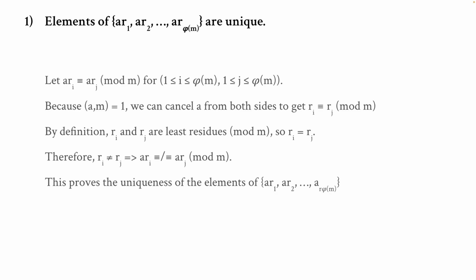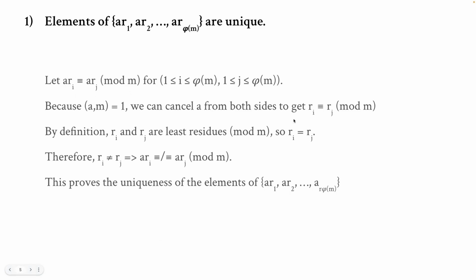So, starting with the proof of uniqueness, we'll let ar_i be congruent to some ar_j mod m for indices i and j between 1 and φ(m). And we'll note that there's no condition that requires these two indices to be different. Because a and m are coprime, we can cancel a to get r_i congruent to r_j. And by definition, since r_i and r_j are least residues mod m, we know r_i is equal to r_j. Then we take the contrapositive and we'll get if r_i is not equal to r_j, then ar_i is not congruent to ar_j mod m.